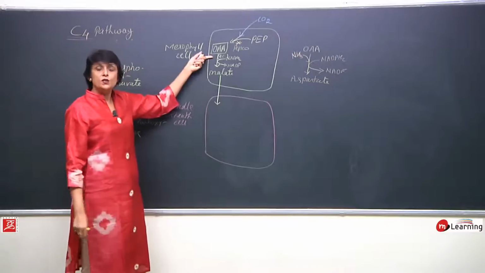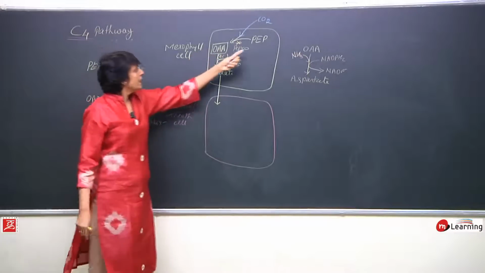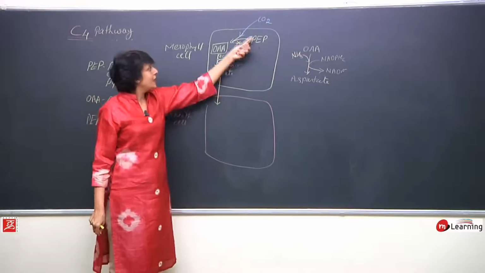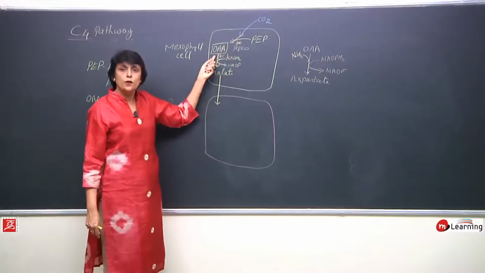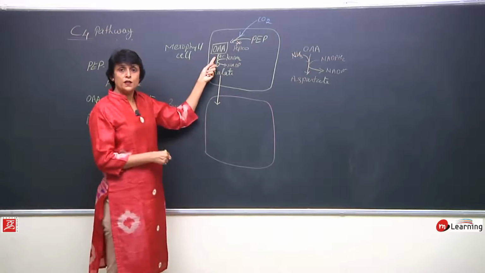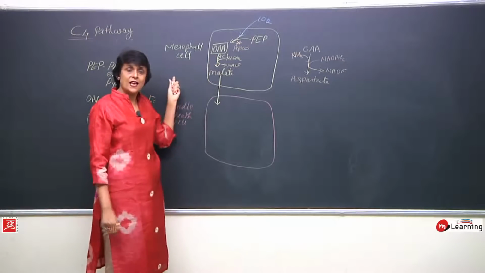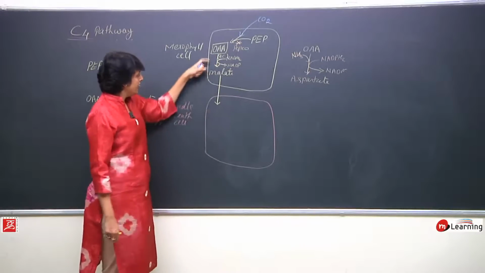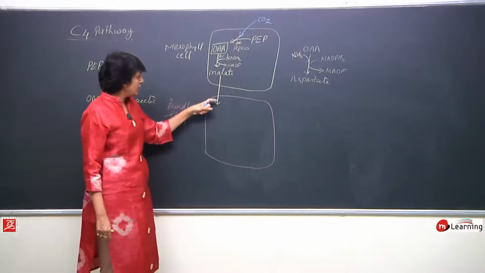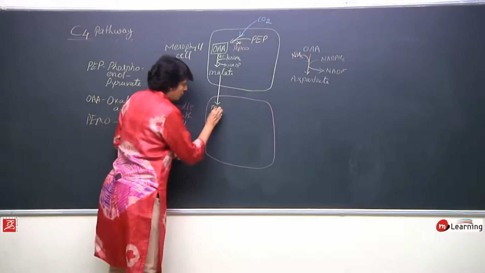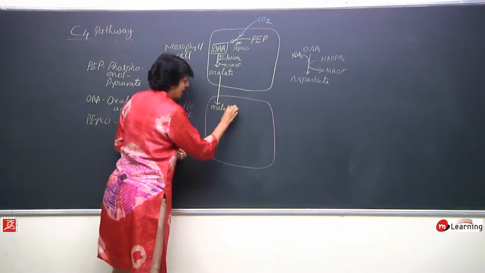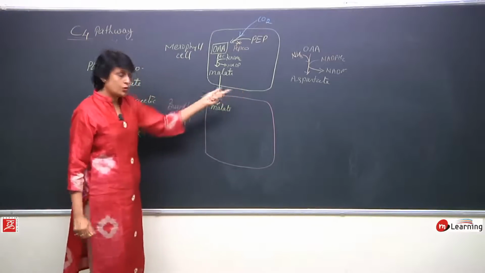So in the mesophyll cell, what has happened? Phosphoenol pyruvate has accepted carbon dioxide to form a 4-carbon compound, which is the first stable compound here, and that's why the cycle is called the C4 cycle. It changes into malate by reduction, and this malate diffuses into the bundle sheath. Now what we have here is malate. Again, it can be aspartate also.